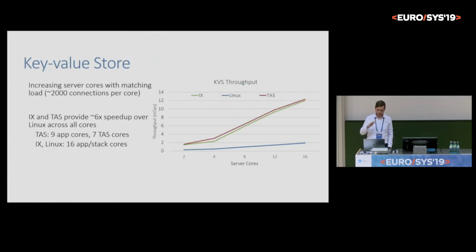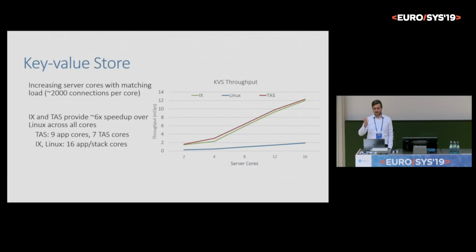Okay. The next experiment we run is a scalable key value store. We want to run an increasing number of server cores, but not as many connections as we ran in the previous experiment, to give the fairest comparison to IX. So it's about 2,000 connections per core that we run. And we measure just the throughput in millions of operations. What we find is that IX and TAS both provide about 6 times speed up over Linux across all these numbers of cores. For further clarification, because we're running our network stack and application on separate cores, at the 16 core case, TAS is running 9 application cores and 7 TAS cores, and IX and Linux are both running 16 app and stack cores. So we want to measure the aggregate TAS cores for this experiment.